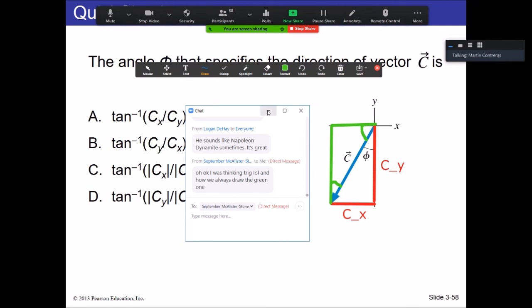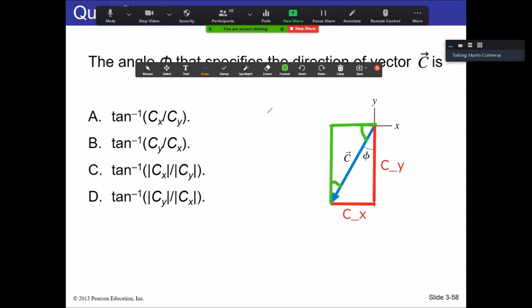Professor, I wanted to ask a quick question. Which one was classified as opposite in this case when it comes to tangent? The side that's opposite is the one that does not touch the angle. So this side down here is the opposite. The adjacent is the leg that touches the angle. So CY is the adjacent one here, and CX is the opposite.